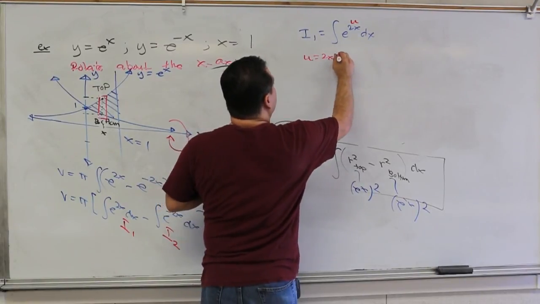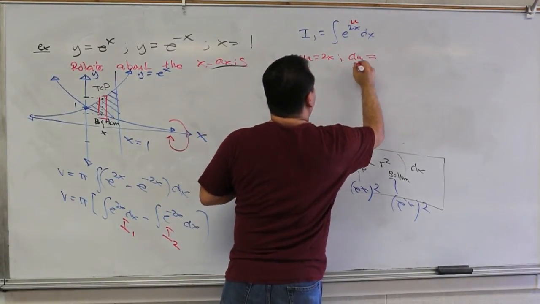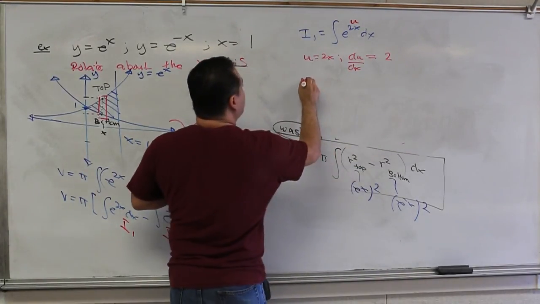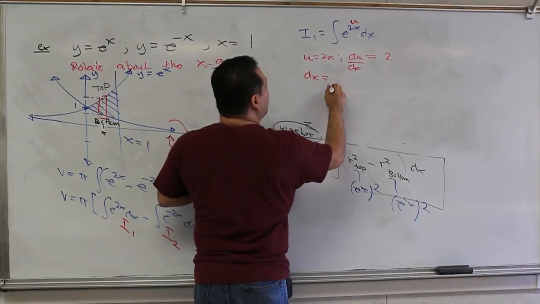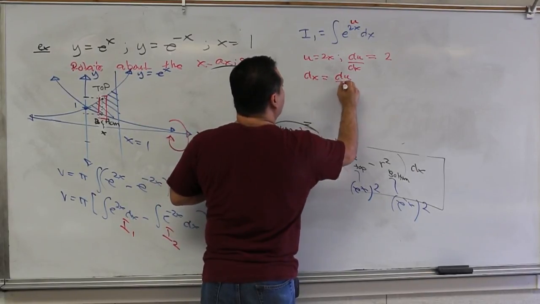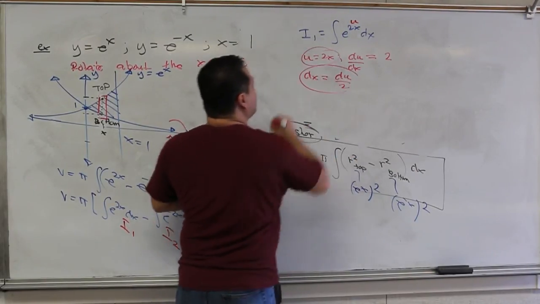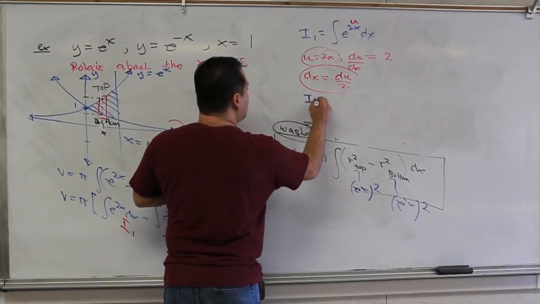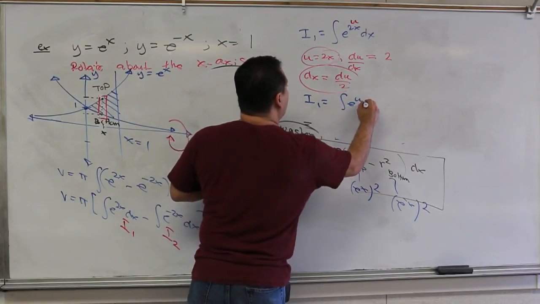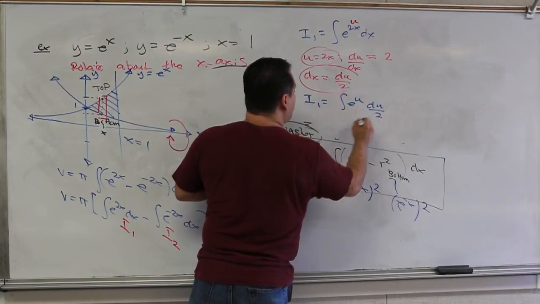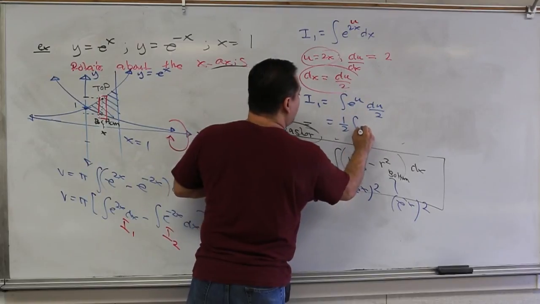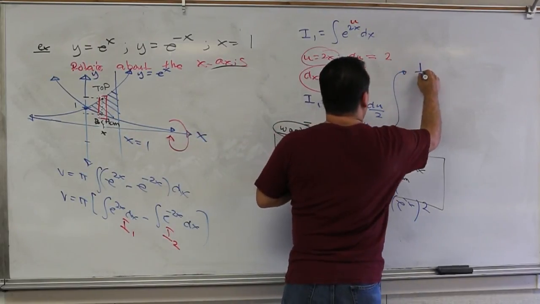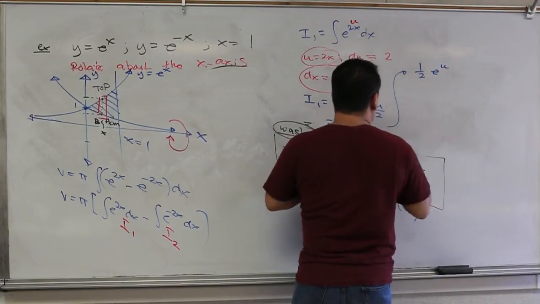Isn't u 2x? Then you get du/dx is 2, or you're going to say that dx is what? du over 2. We're going to use this. So your integral becomes e to the u du over 2, which is 1/2 integral e to the u du, 1/2 e to the u.